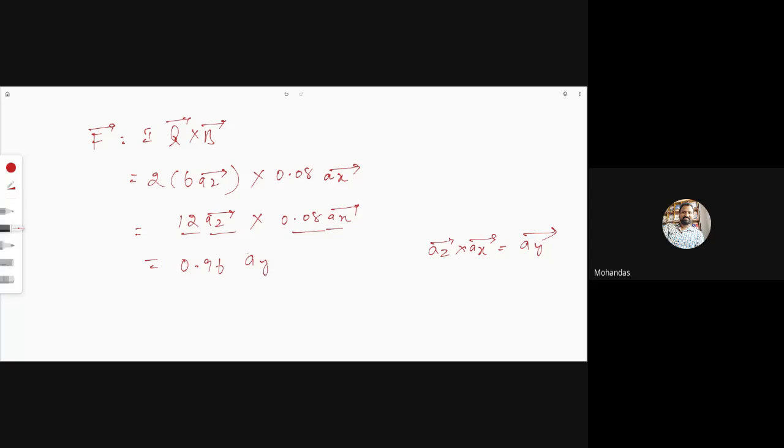Next, last problem. Please note down. Those who didn't solve this problem, please note down.